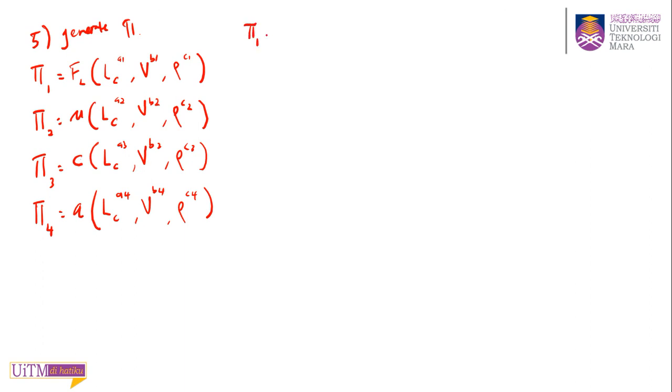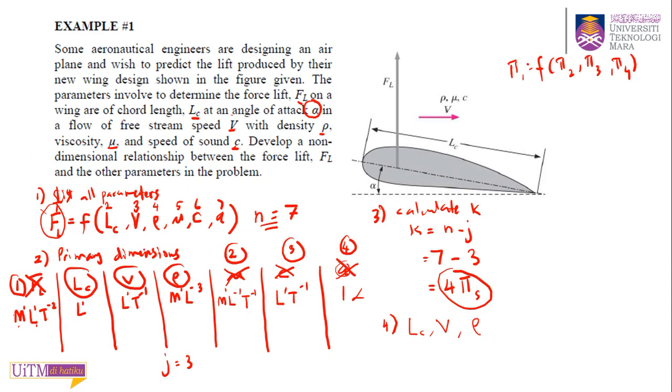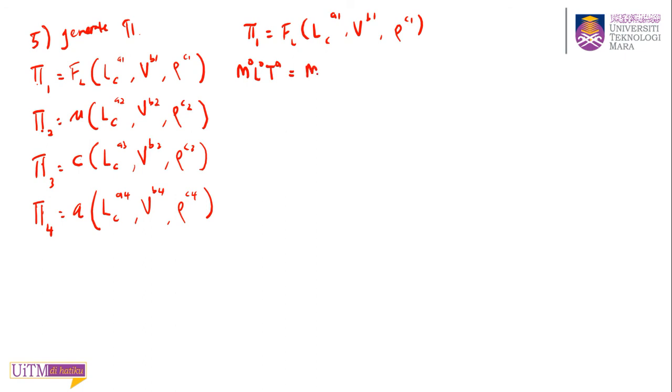Pi 1: FL times L^A1, V^B1, rho^C1. Again, this one is dimensionless. Pi 1, pi 2, pi 3, pi 4 are all dimensionless parameters. That's why each of them is M0, L0, T0, because dimensionless. For FL, the force, the primary dimensions for force are M1, L1, T^-2.